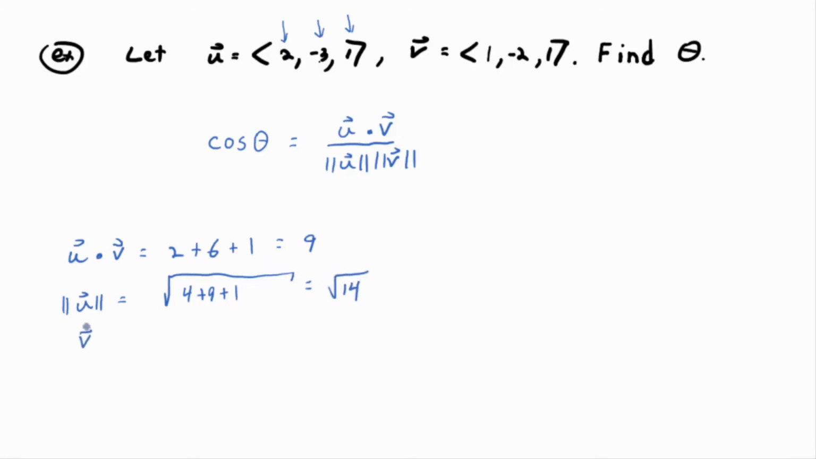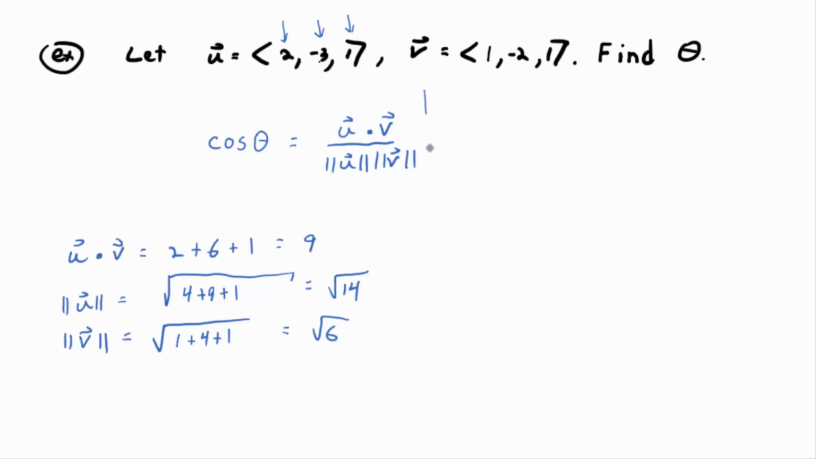And then magnitude v. What's that going to be? Square root of 1 plus 4 plus 1. So root 6. Okay.